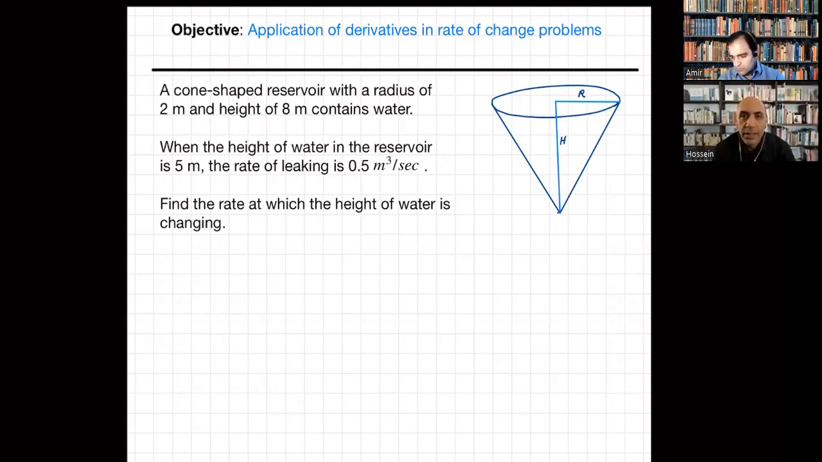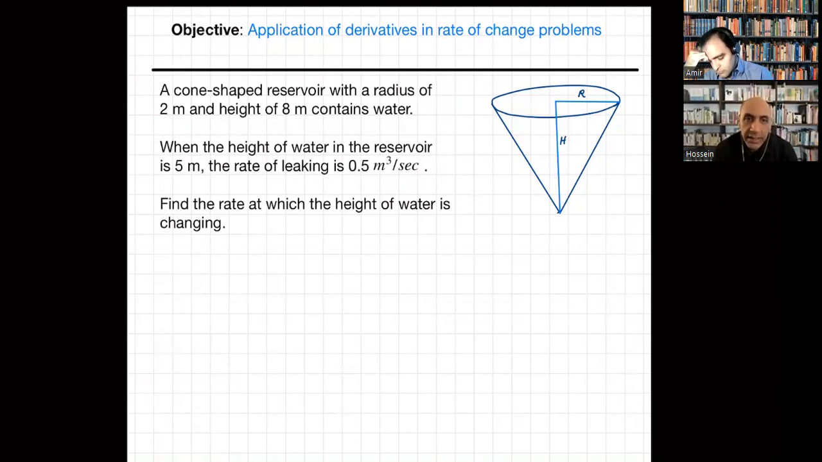So this week, the problem that we're going to solve is this. Let me read the problem statement for you, Amir. Sure. So it's a 3D geometry. We have a cone-shaped reservoir with a radius of 2 meters and height of 8 meters that contains water. So the radius at the top is 2 meters and the maximum height is 8 meters. When the height of water in the reservoir is 5 meters, the rate of leaking is 0.5 cubic meter per second.